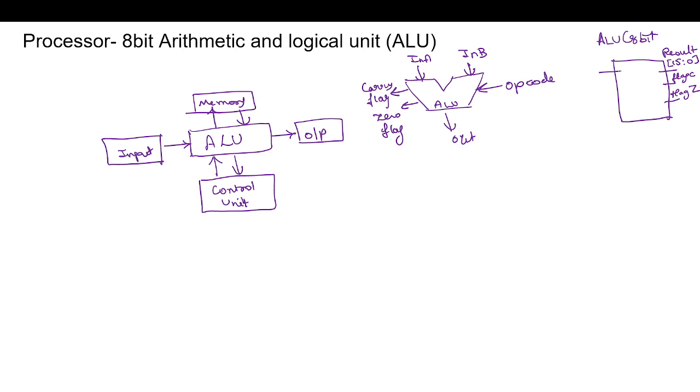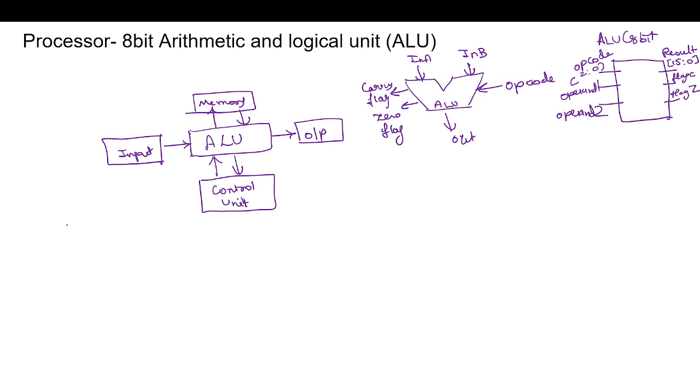And then three inputs: the opcode, to choose which operation to perform, 2 down to 0, and then operand 1, operand 2.